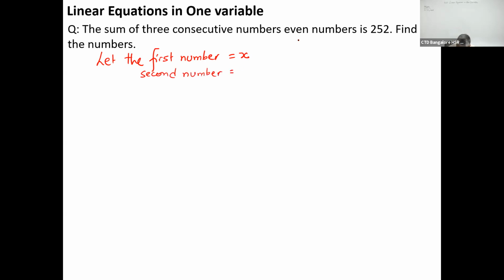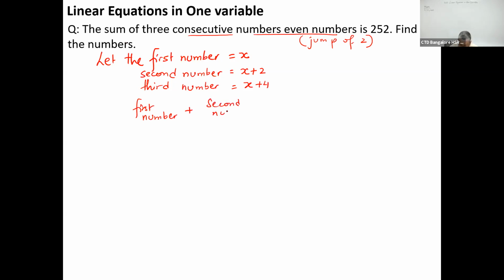If we have assumed the first number to be x, what will be the second number? We are talking about consecutive even numbers, which means a jump of 2. So the second number will be x plus 2, and the third number would be x plus 4. So now we got our numbers. And what is the question? Sum of three consecutive numbers. So first number plus second number plus third number, all three numbers added, is equal to 252.